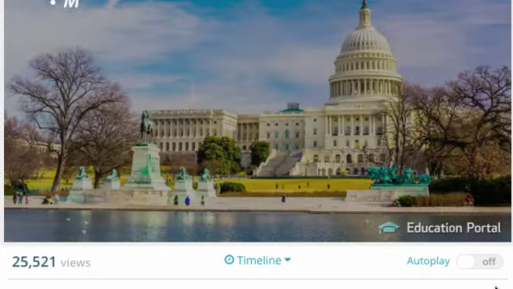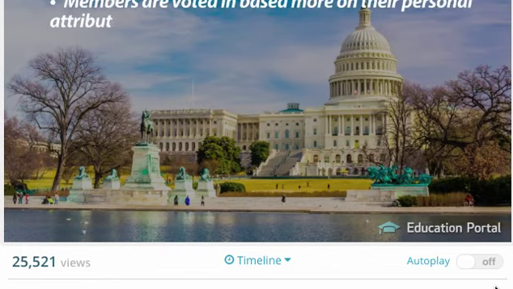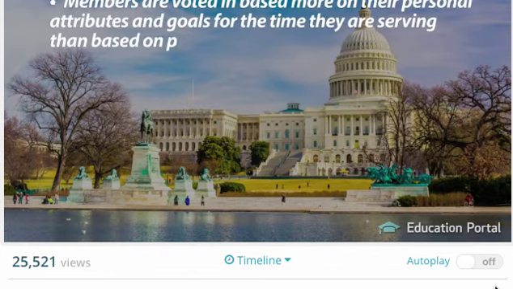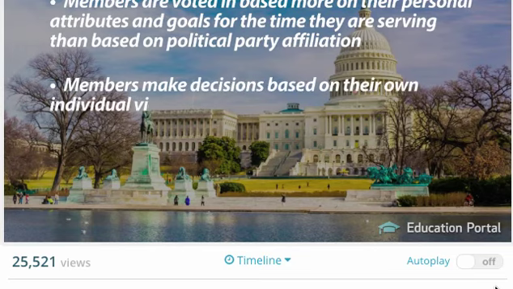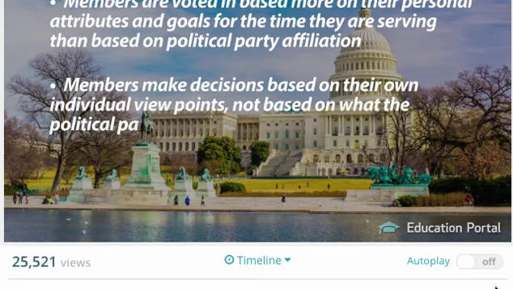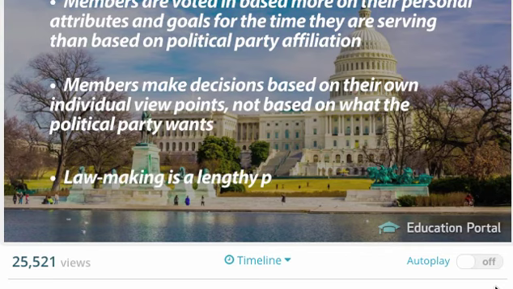In Congress, members are voted in based more on their personal attributes and goals for the time they are serving than based on political party affiliation. Members make decisions based on their own individual viewpoints, not based on what the political party wants. Lawmaking is a lengthy process involving various steps.